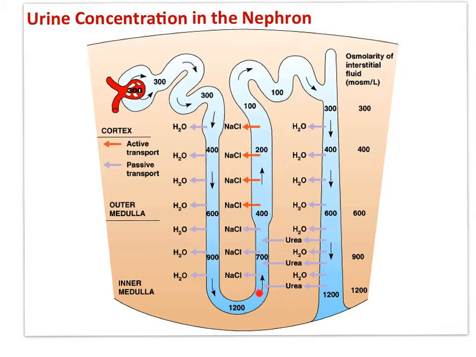Again, we have high salt concentration here, some moves out. A little less salt here, some moves out. A little less here, out. A little less, out, and so forth, establishing the gradient that we can see from cortex to the medulla.